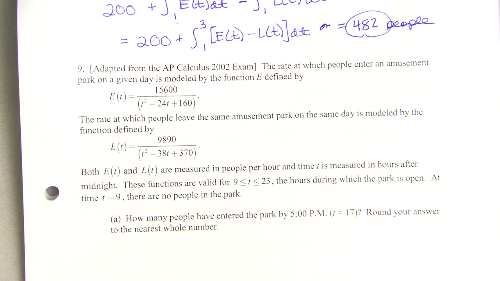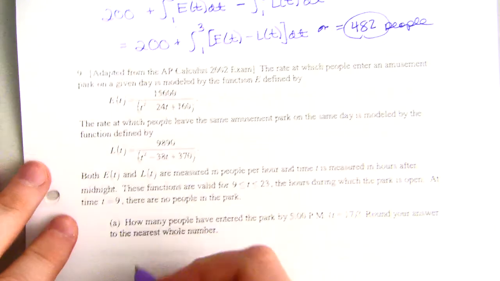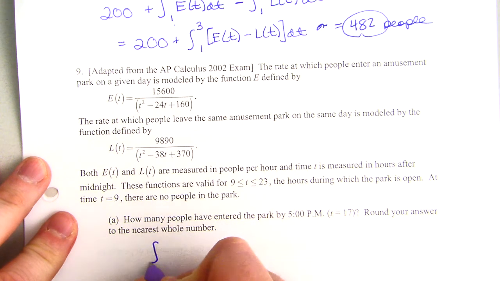Let's see. So I have 2 functions here. One tells us the rate that people are entering the amusement park. The other tells us the rate that people are leaving the amusement park. I don't think I care at this point about the people who are leaving. I just want to figure out how many total people have entered. I think I'm going to need to do an integral.